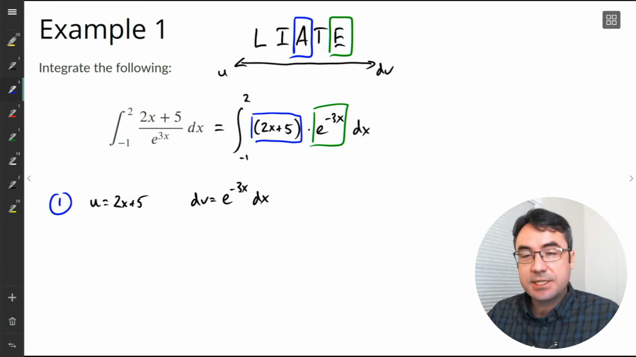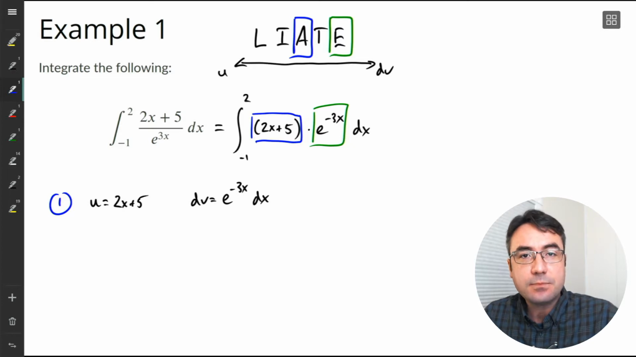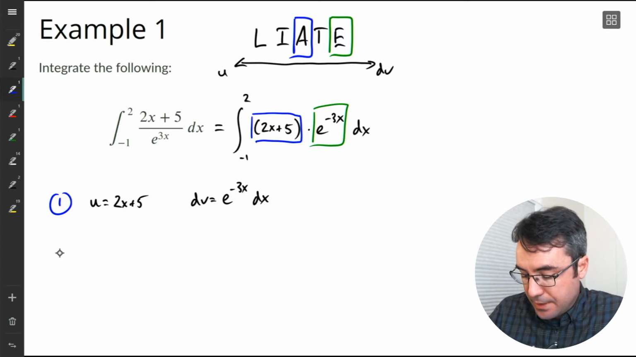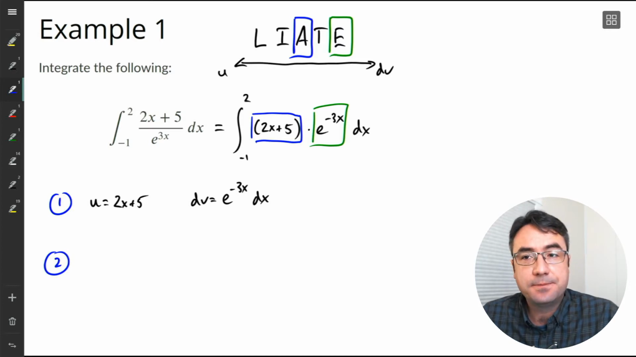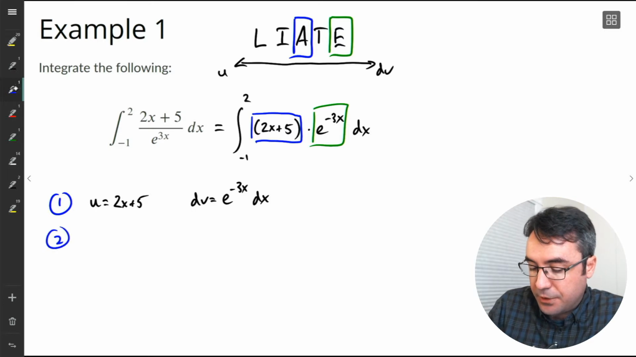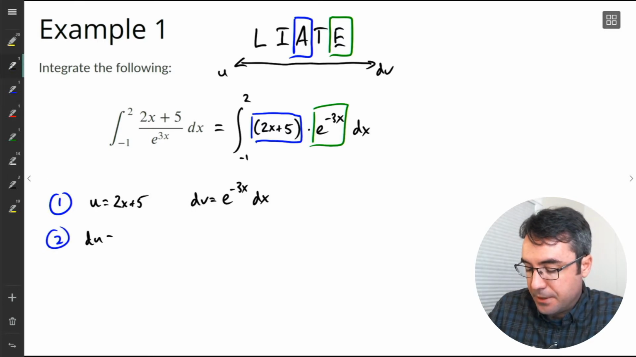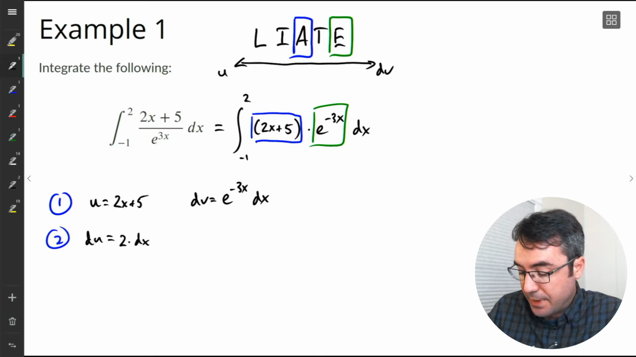Now we're ready to go through the motions of the integration by parts formula. All right, so let's do step 2 now, where we calculate du. The derivative of 2x + 5 is 2, and then we multiply by dx.